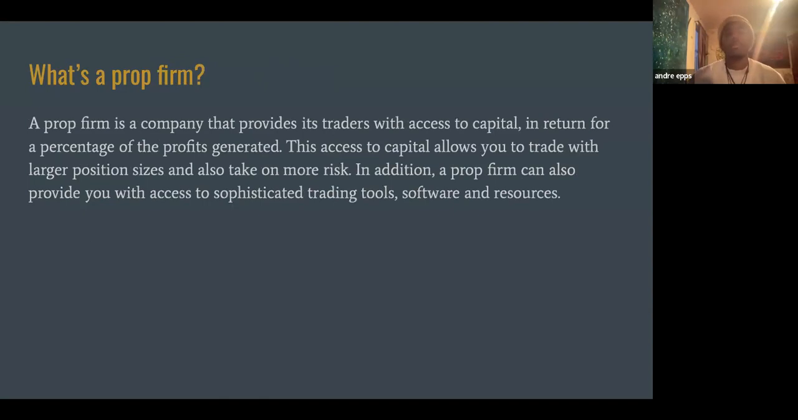What is a prop firm, right? So this is the second half to the opportunity that people can take advantage of. A prop firm is a company that provides its traders with access to capital in return for a percentage of its profits generated. This access to capital allows you to trade with large position sizes, which is lot sizes, right? And also take more risk. In addition, a prop firm can also provide you with access to sophisticated trading tools, software, and resources.